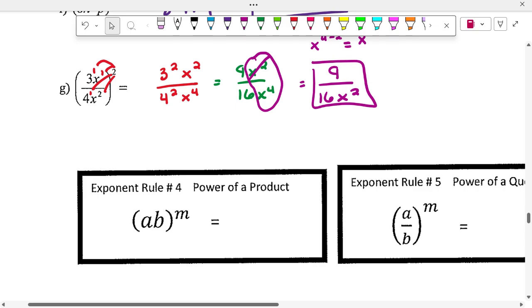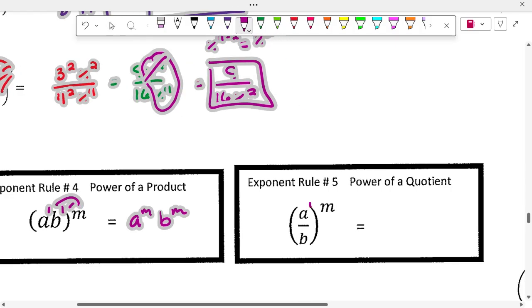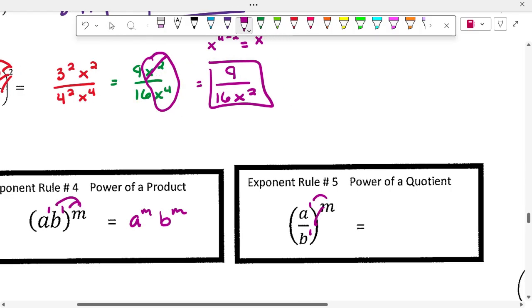So power of a product, make sure you multiply it to both bases. So this would be a to the m, b to the m. Same thing with the quotient. Multiply it to both bases. So a to the m over b to the m.